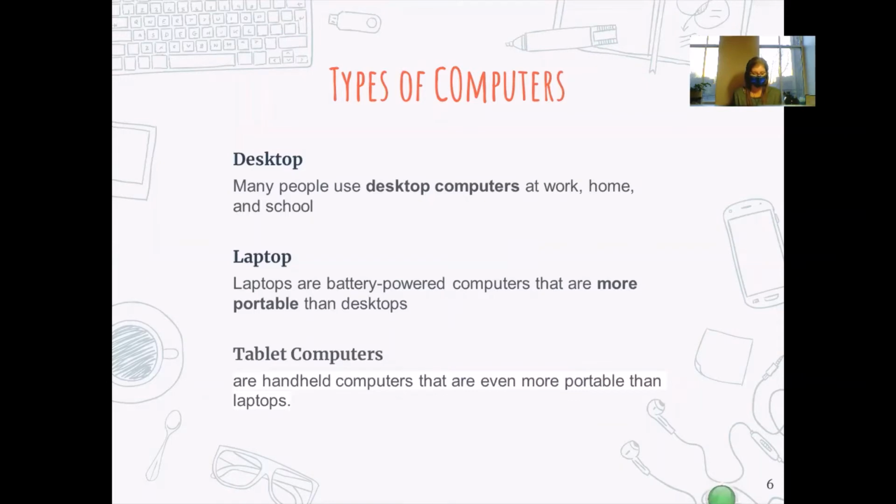The second type of computer you may be familiar with is a laptop computer, commonly called a laptop. Laptops are battery-powered computers that are more portable than desktops, allowing you to use them almost anywhere. Tablet computers or tablets are handheld computers that are even more portable than laptops. Instead of a keyboard and mouse, tablets use a touch-sensitive screen for typing and navigation. The iPad is an example of a tablet.